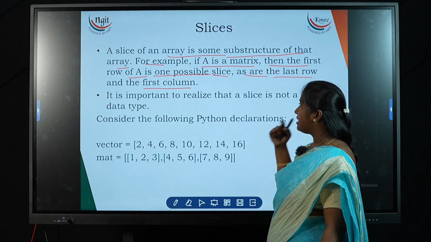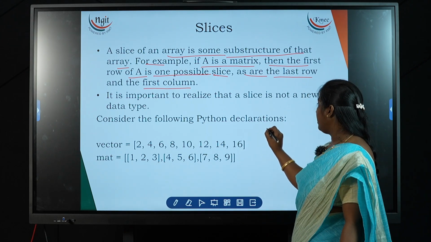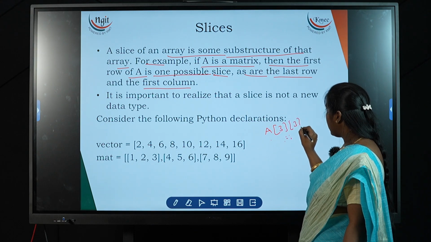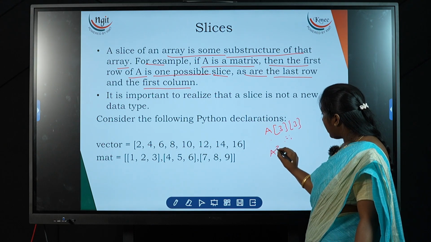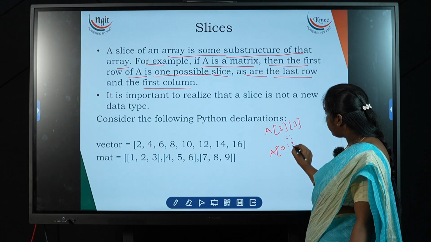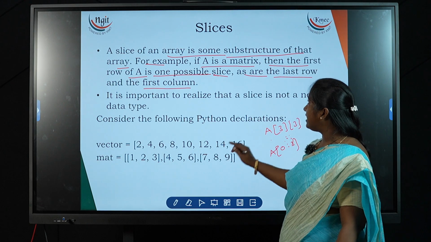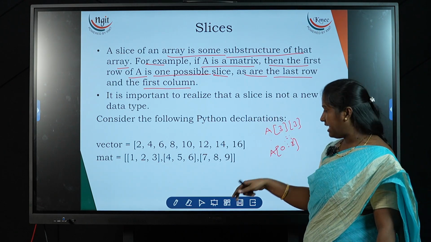So let's take an example. If I have taken an array of 3 by 3, a slice is where I am just accessing 0:3. So it is a slice. A slice is a substructure of that array.